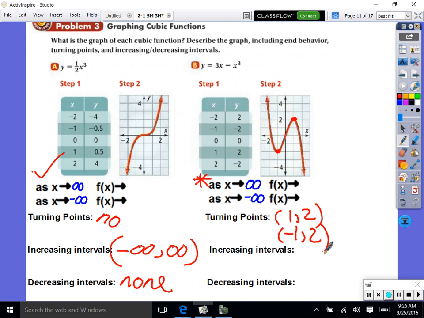So now we've got to be really specific. When it says what's the increasing intervals, I'm going to write that out. Isn't this my increasing interval? Isn't it increasing? We go off of x. Isn't it increasing from negative 1 to 1 on that interval for x? So our increasing interval is from negative 1 to 1. Does everybody understand why that's the interval in which my function's increasing? Yes. Okay.